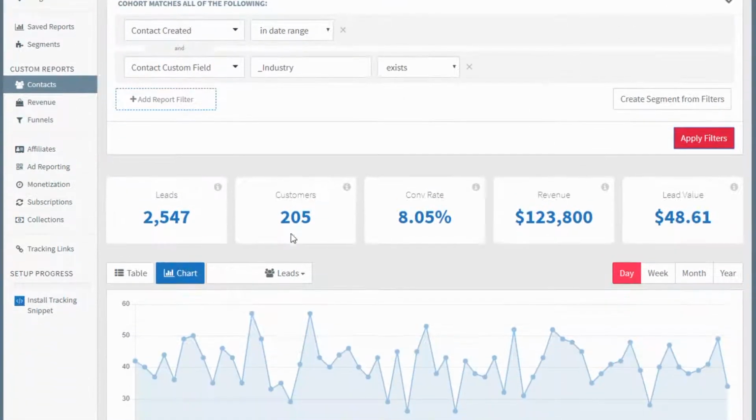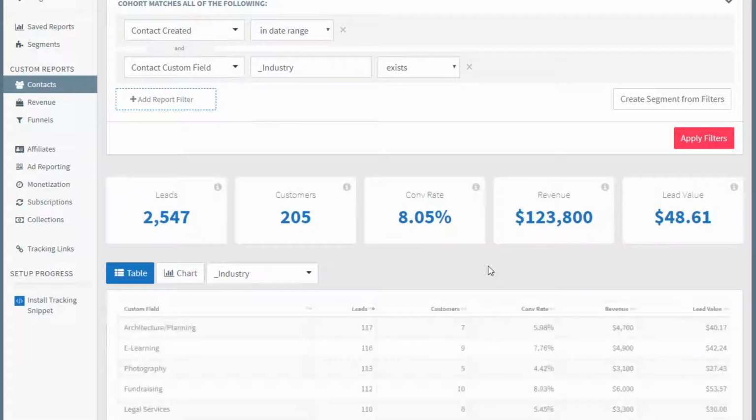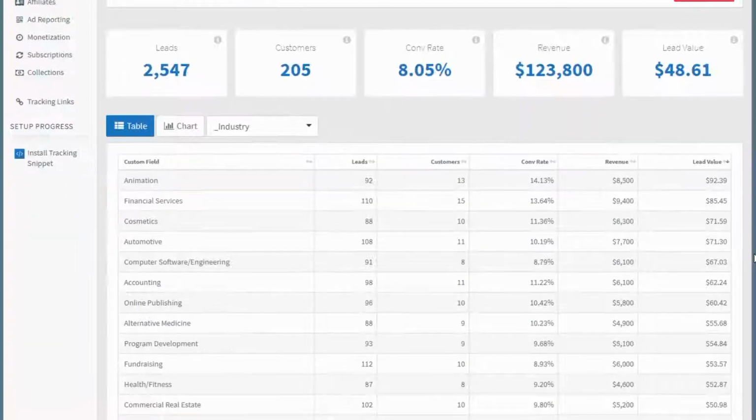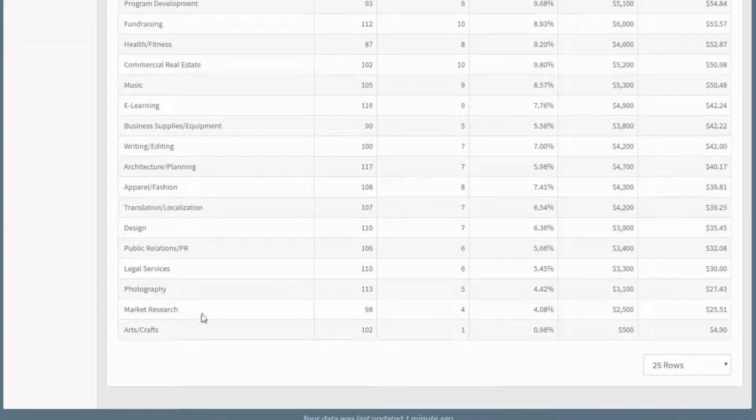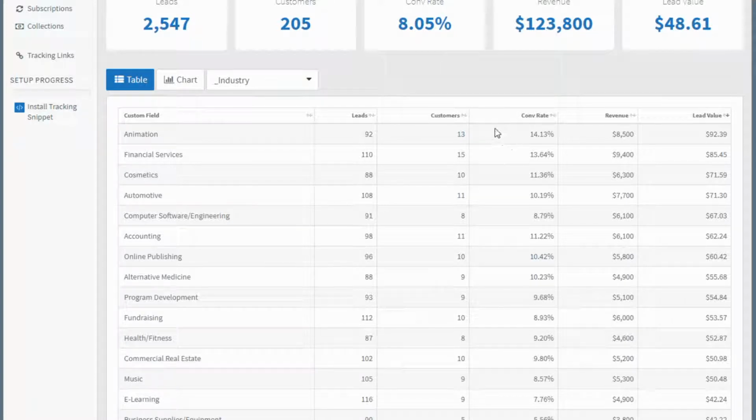So over the last 60 days, we have 2,500 leads, 205 customers, an 8% conversion rate, and our lead value is 48.6. Now, as we know, all cohorts are not created equal. We're going to have different industries that are more valuable than others. So let's look at this with our lead values, and we're able to see some of our industries like animation are giving us a $92 lead value, while some on the lower end like arts and crafts are giving us a $490 value, right? And some of them are going to have different conversion rates. Animation is currently converting at about 14%, financial services at 13%, etc.